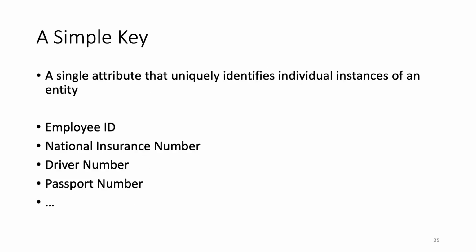So a simple key is a single attribute that uniquely identifies individual instances of an entity. So employee ID, national insurance number, driver number, passport number, student number. In our system, we have one unique identifier. That unique identifier references one instance of an entity, and that instance of an entity has one unique identifier that references back. Marvelous. So when it's simple, it's easy.